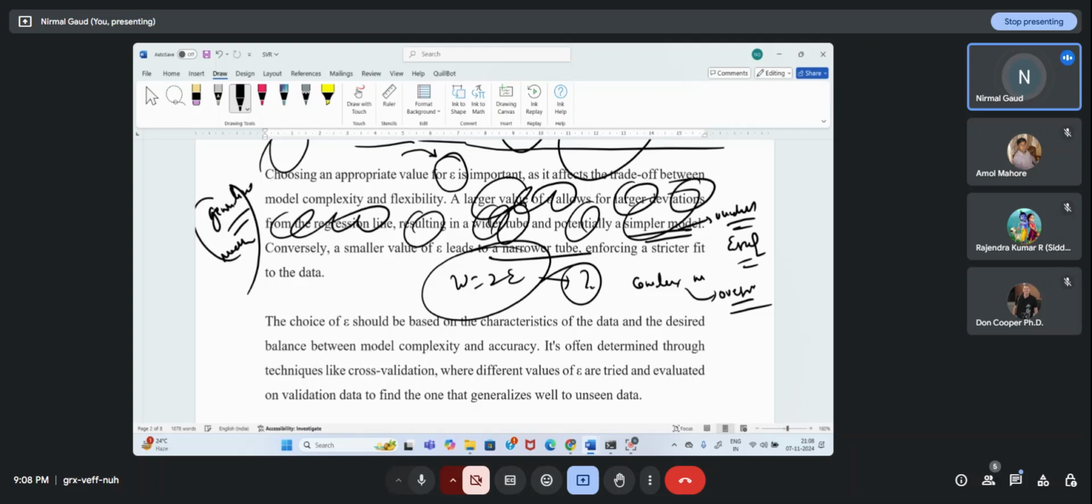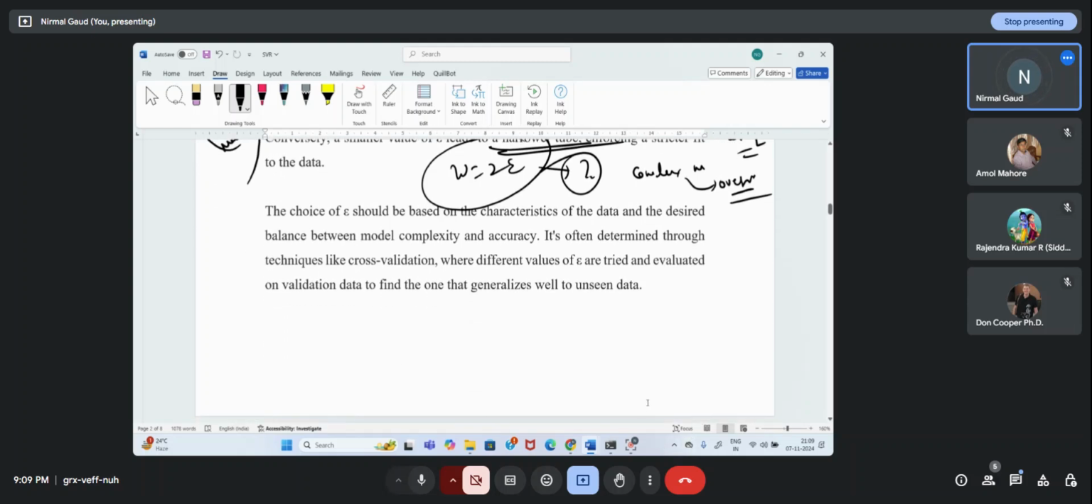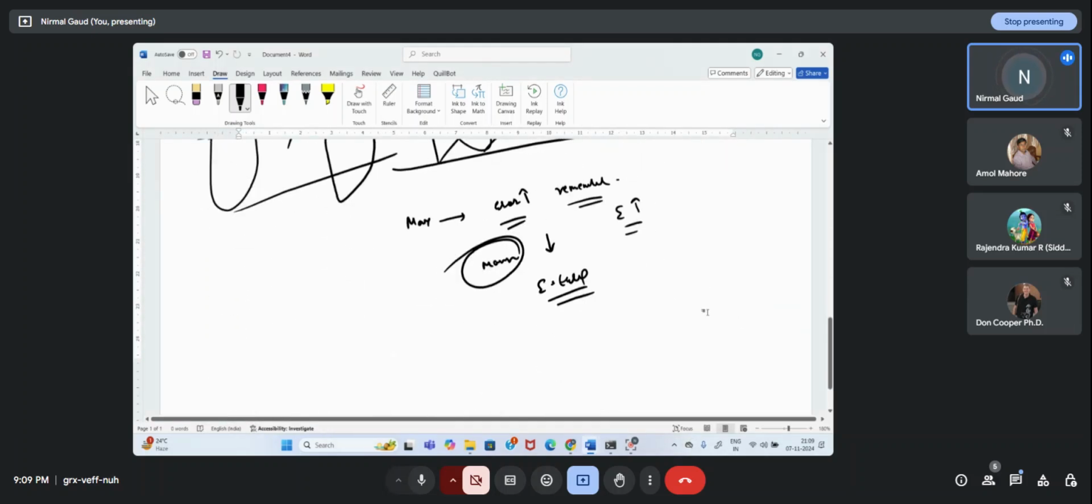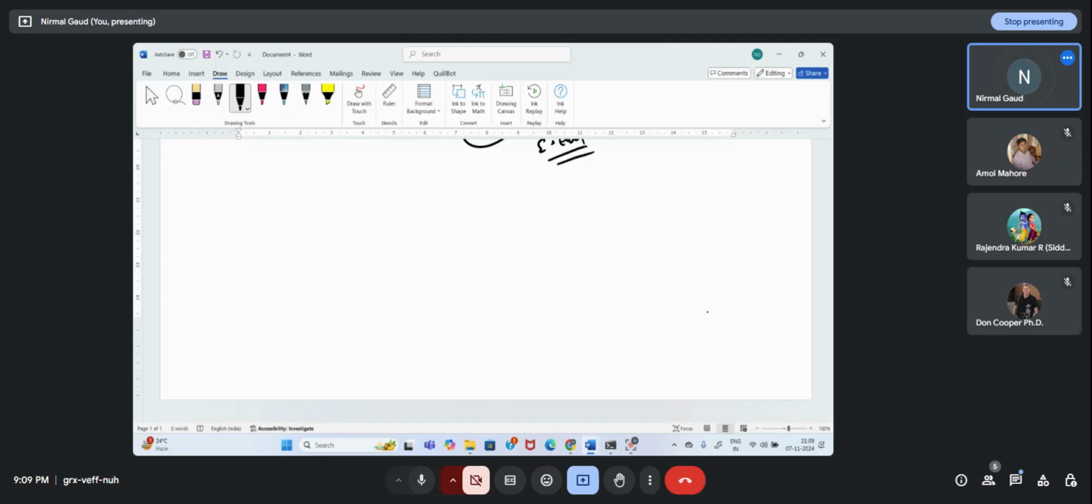If we narrow the tube, then you are considering very few data points. Let us suppose this is your regression line and you make the epsilon tube only this much wide. There are many points present outside that you haven't captured. Then what to do?